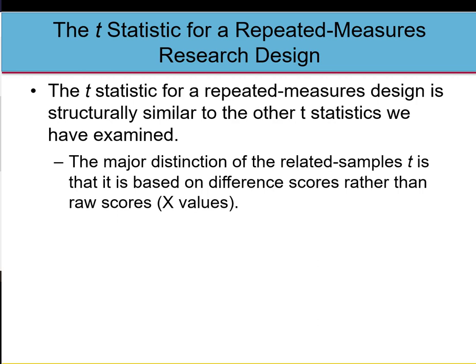The T-statistic for a repeated measures design is structurally similar to the other T-statistics we've examined. The major distinction of a related samples T is that it's based on the difference scores rather than the raw scores. So say we have a group of students that we test in September and we test them again in December. We do the t-test on the difference between the September test and the December test, not on the raw scores themselves.